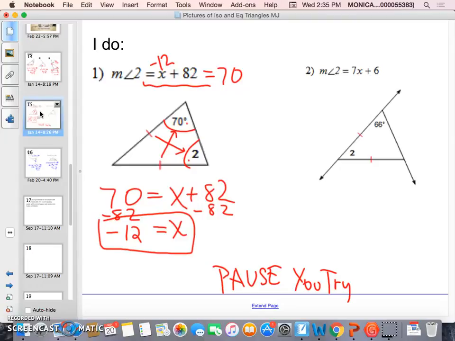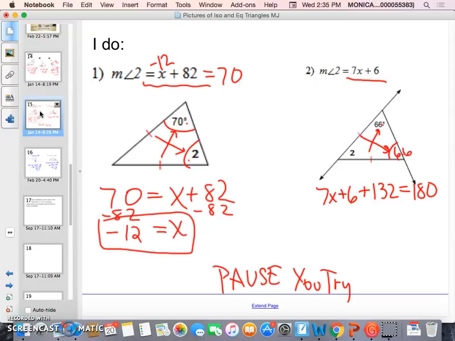And over here, this is another isosceles triangle, so I know that these two angles are going to be equal to each other. If this one's 66, I know this one's 66. So when I set up my equation, it's going to be 7x plus 6 plus 132. I'm saying 132 because 66 plus 66 is 132. And that's going to equal 180.